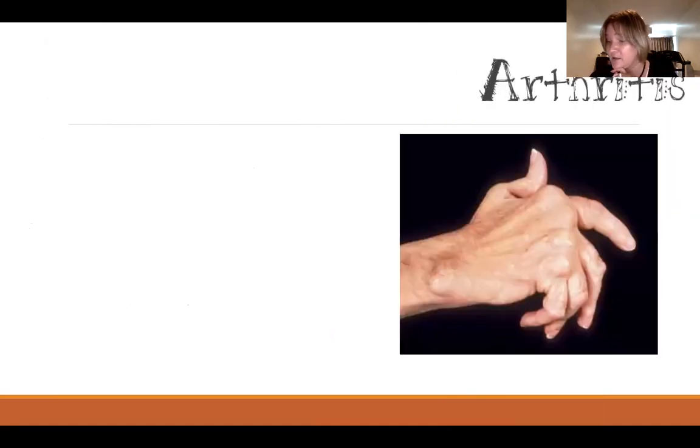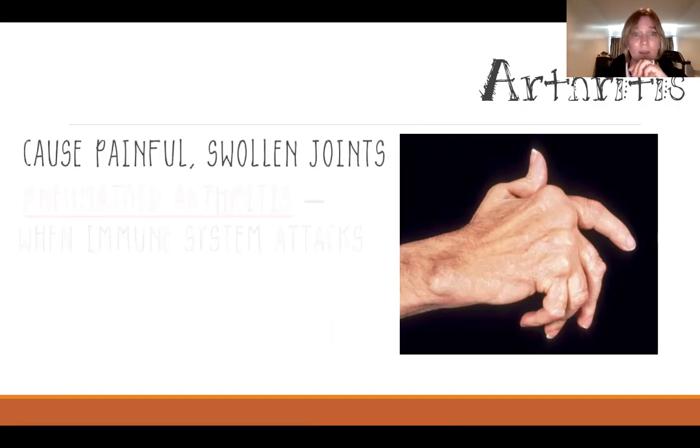Okay, and I think one of the last things is arthritis. That's what you see here. There's two kinds of arthritis. One is natural, just from old age, and your body just starts to break down, as all things do. And the other one is actually an autoimmune disease. So we'll start with that one.